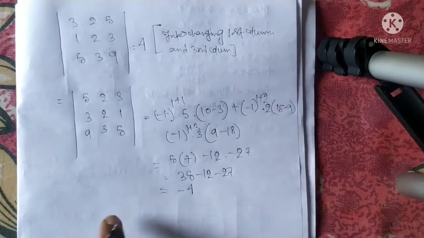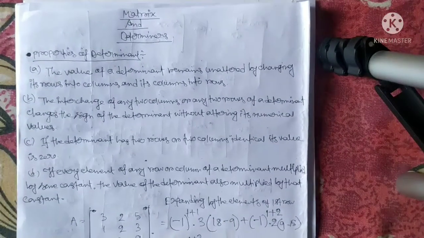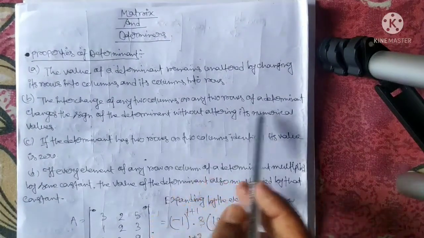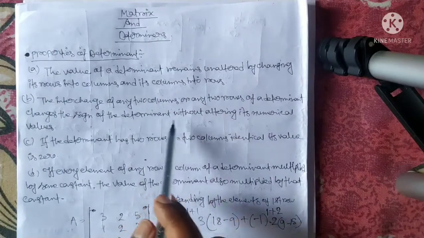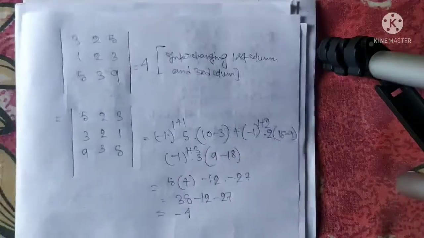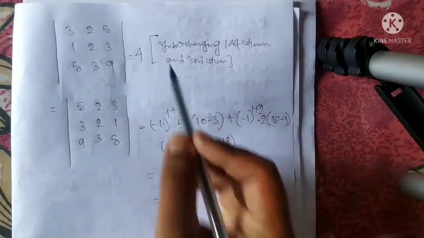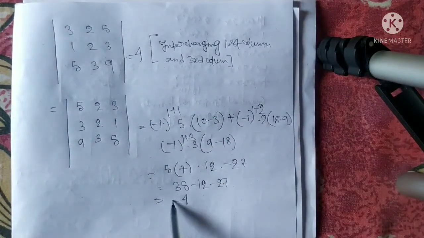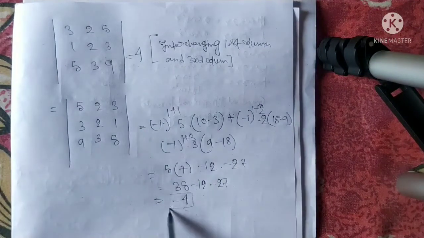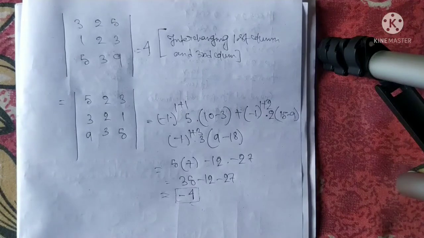Okay, so our property is that the interchange of any two columns or any two rows of a determinant changes the sign of the determinant without altering its numerical value. Its numerical value is not changing, because this is 4 and this is 4 too, but the sign is changing. So this is an important property of determinants. If we interchange the rows and columns, the sign will get changed, but the answer will remain the same.